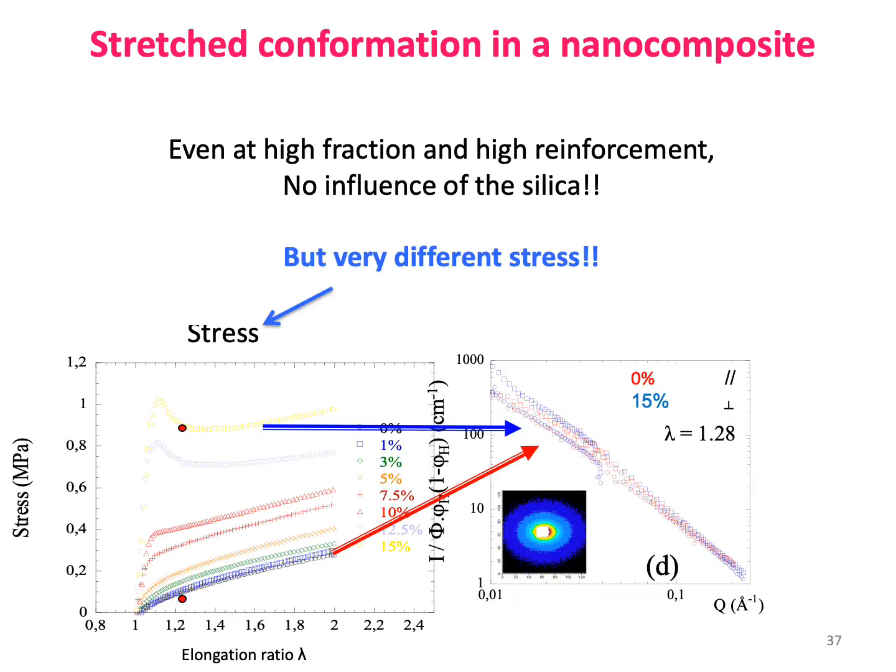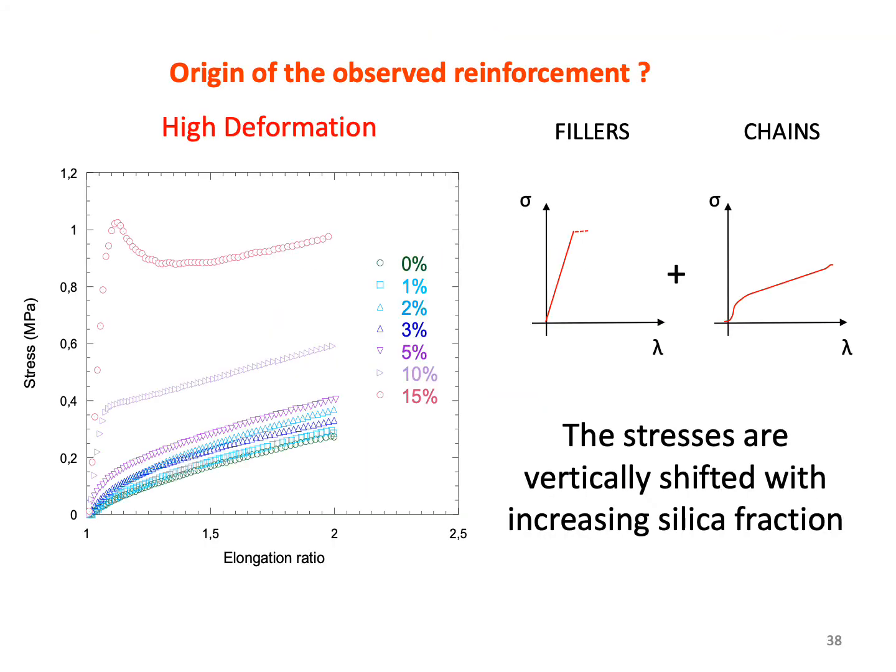This is quite striking if we compare with the level of stress for the two materials, the 0% one and the 15% one, at this lambda equal 1.28. You see on the left-hand side figure the two red points, and you see that the ratio between the two values of stress is more than 10. Meanwhile, the conformation is the same. So the reinforcement doesn't come directly only from the chains.